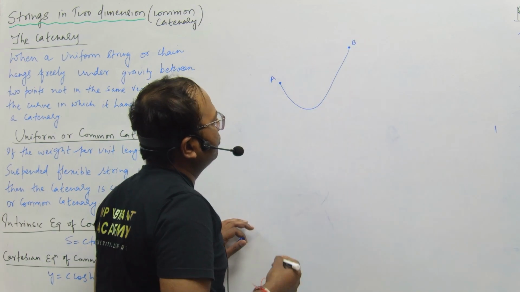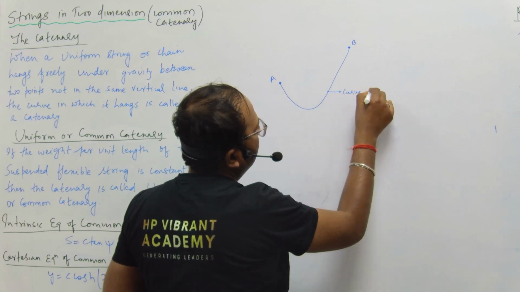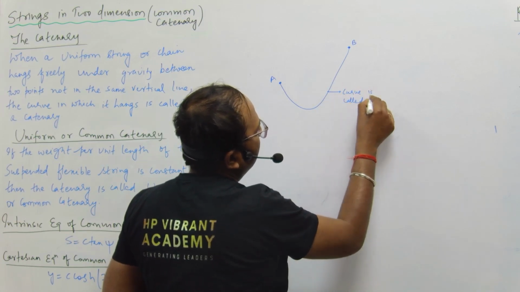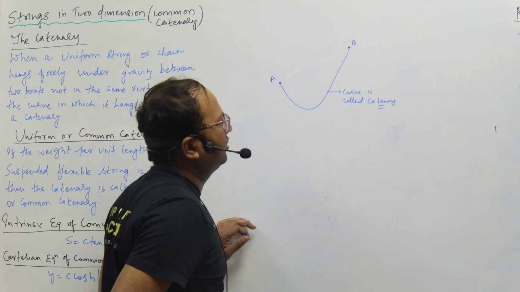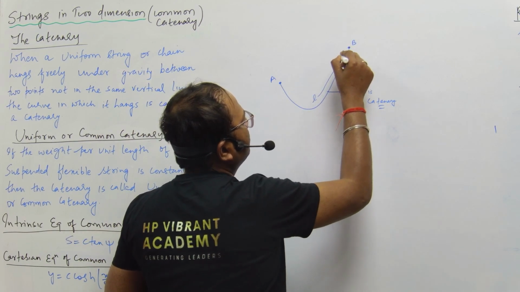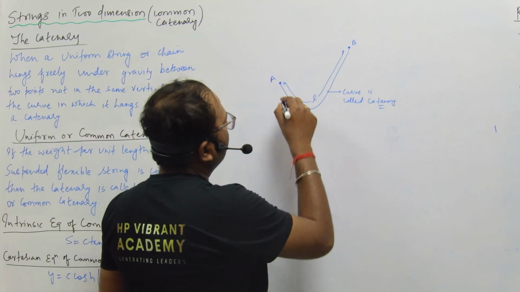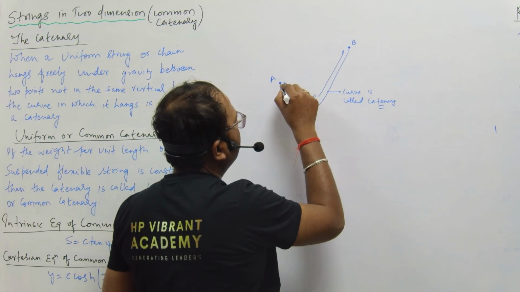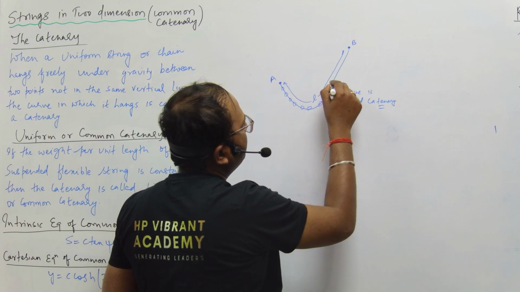So it is generating a curve. This curve is called a catenary. Let us consider the length of the string as L. This whole length is L. The weight of this string is distributed throughout its length.